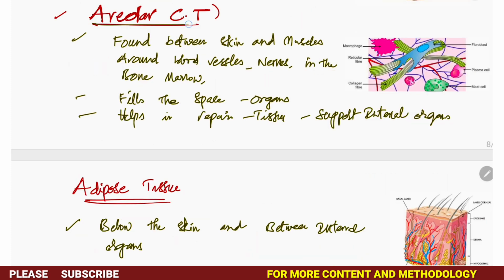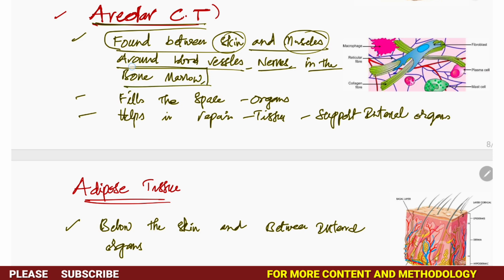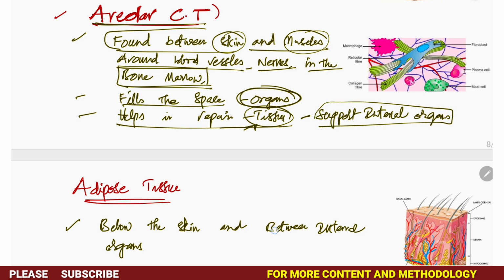And also areolar connective tissue. Actually, this tissue is found between skin and muscles. Between skin and muscles we can find areolar tissue. Okay, and also around the blood vessels and in the nerves and bone marrow we can find it clearly. And also it fills the space in the organs, helps in repair of tissue, and also supports the internal organs. Okay, this is all about areolar tissue.